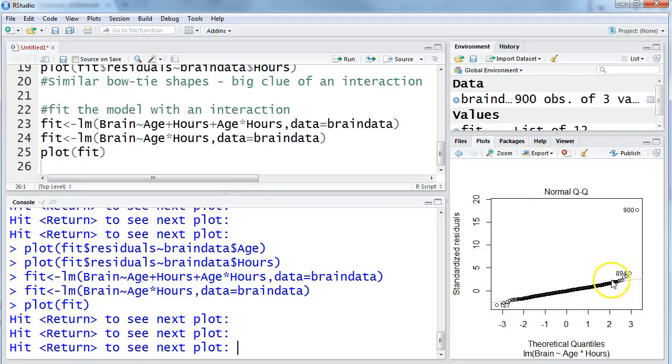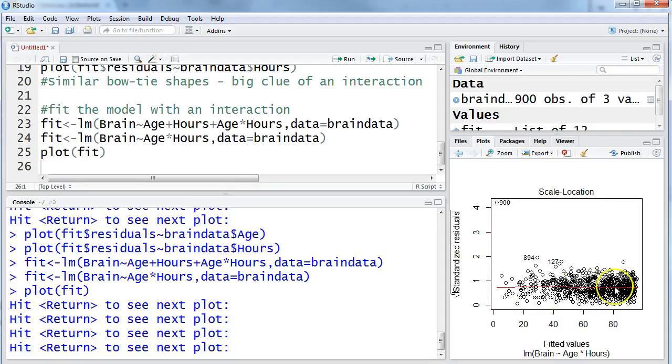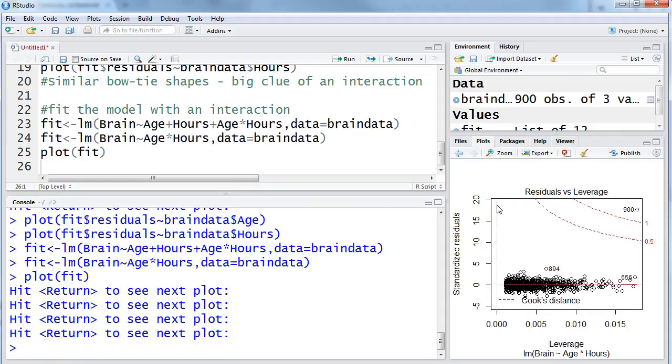Before we had this nasty curvature, and now, oh look, that looks beautiful except for this particular dot. And that looks really nice, except there's one person. And this looks great except one person. And look at leverage. Everybody seems to be falling in line, except there's one person who's breaking the trend.